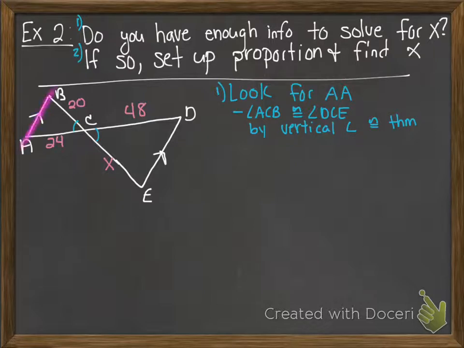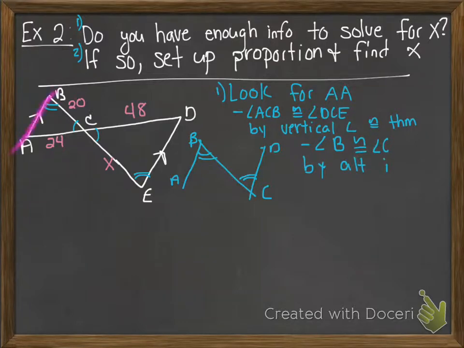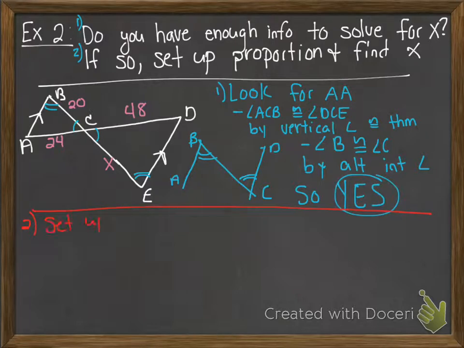Alright, the next thing I have are parallel lines. If you remember, when I have parallel lines, I'm always going to draw them separately and look for a transversal. When I do that, I end up having these parallel lines that I highlighted in pink right here. So I'm going to look for the angles that are on my parallel lines that are also in my picture, and they happen to be angle B and angle C. I know those angles are congruent because they're alternate interior angles of parallel lines. So I have AA, so I know that my triangles are similar. Now that I know my triangles are similar, I know that all my sides are proportional, so I'm going to set up a proportion.